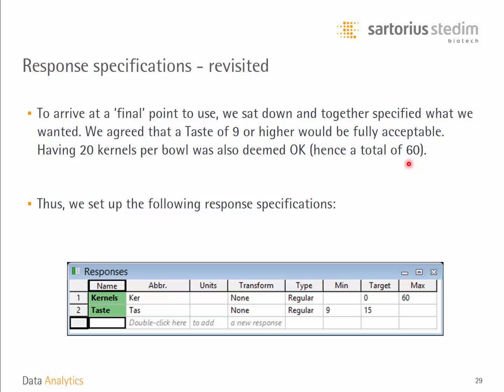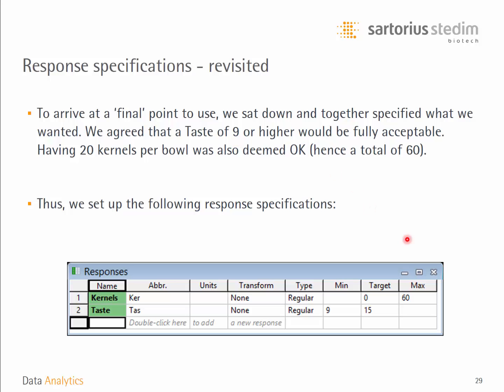And that is in fact quite a reasonable setting, because we opened another couple of unpopped bags of microwave popcorn and counted the number of unpopped kernels, and it ranged between 575 and 650 or so. So having an upper maximum setting of 60 is about 10% unpopped kernels. Regarding the taste, we all agree that if each person scored a 3 on the 5-level scale, that would be an acceptable taste, and therefore 9 would be a fully acceptable taste.